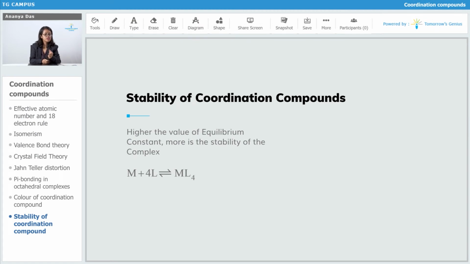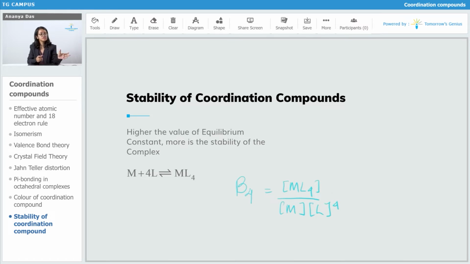In case of determining the stability, the equilibrium constant is also known as the stability constant. For this reaction, that is M plus 4L gives ML4, we can say that the overall stability constant of this is beta 4, and beta 4 is equal to ML4, that is products, divided by reactants, M into L raised to the power 4. So, products divided by reactants, all raised to the power of the stoichiometric coefficients.